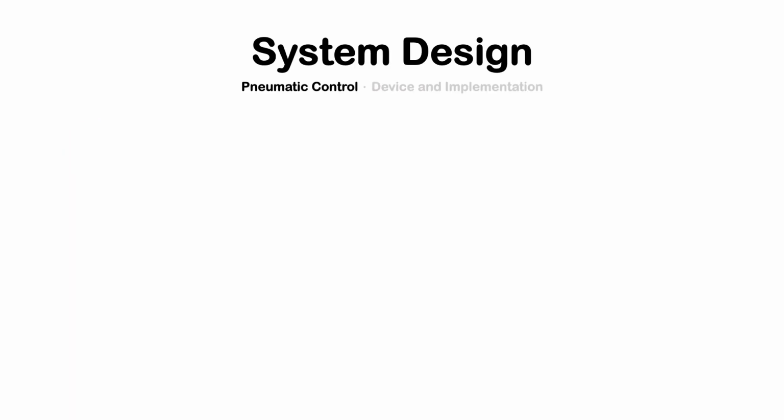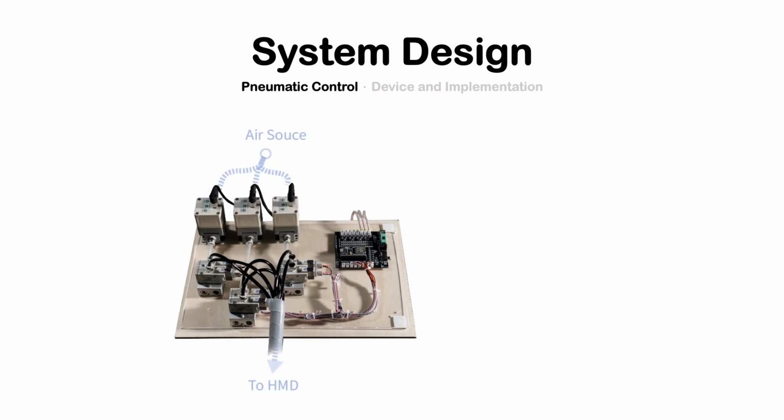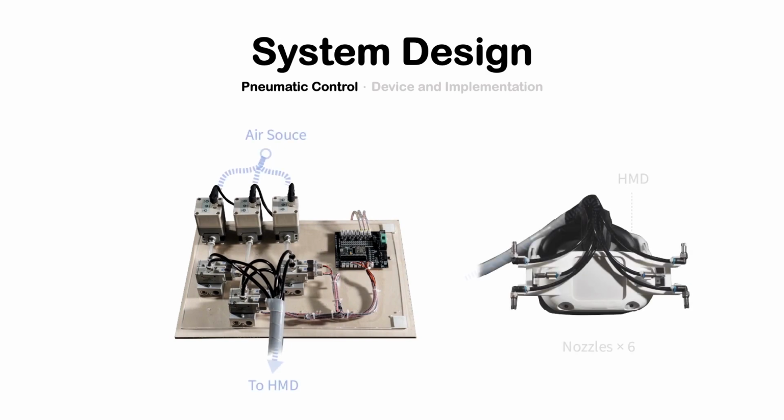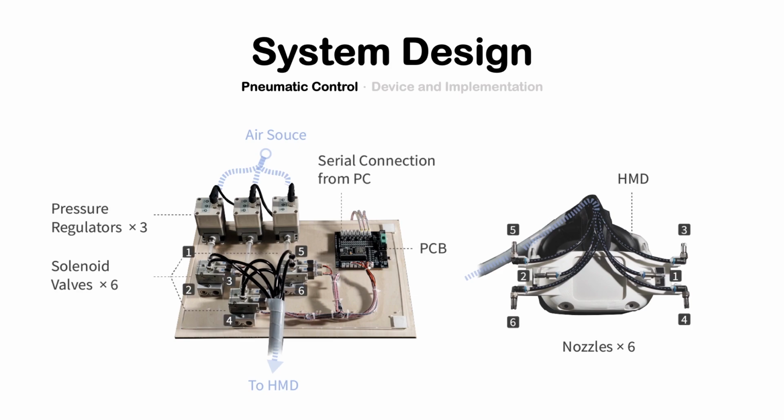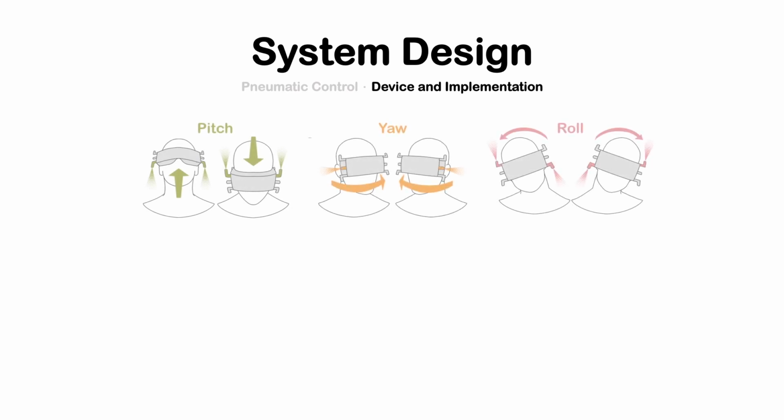The system has 2 main components: a pneumatic control system for the power supply, and 6 nozzles mounted on 3D printed headsets. The pneumatic control system has 3 pressure regulators, 6 solenoid valves, and PCB to control the force magnitude and propulsion direction. The nozzle positions have been organized to provide rotational cues for each axis.